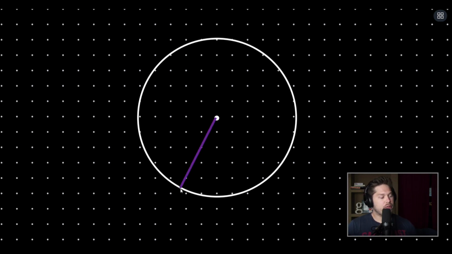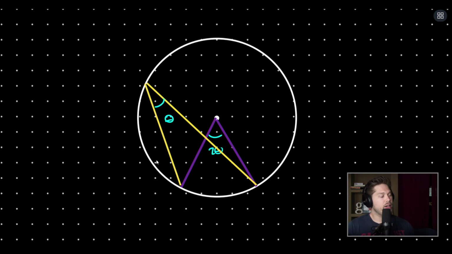If we have some central angle, and let's call that central angle 2 theta, and then we have some inscribed angle, let's put it over here, just like we just had, we now know this angle measure to be theta. But what if we had a separate inscribed angle?